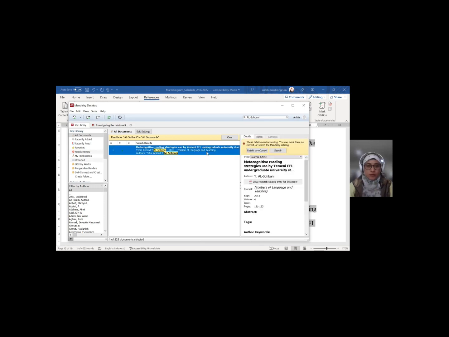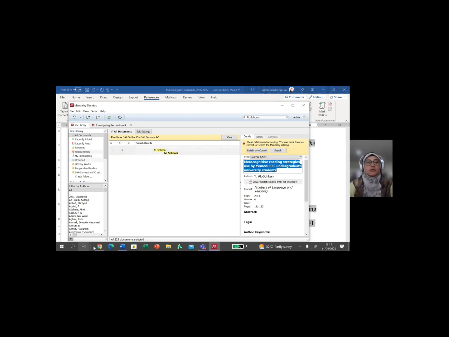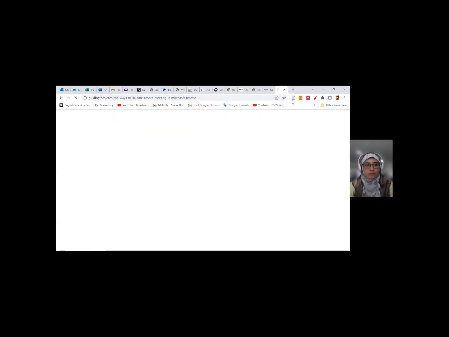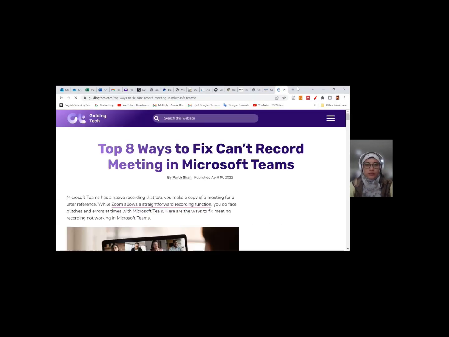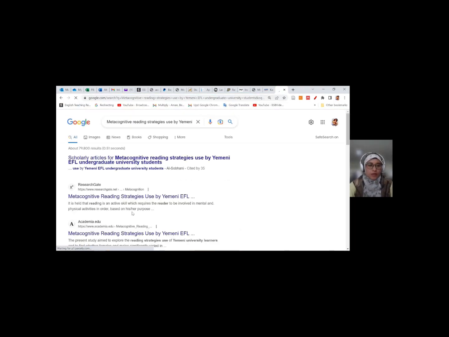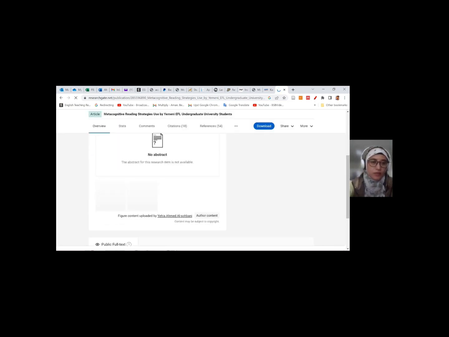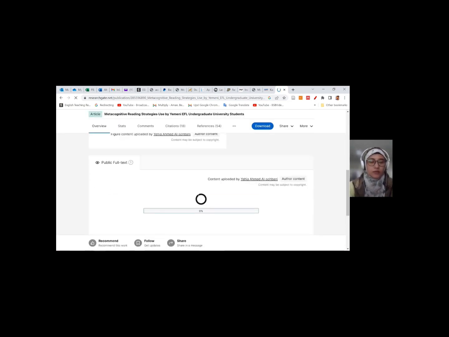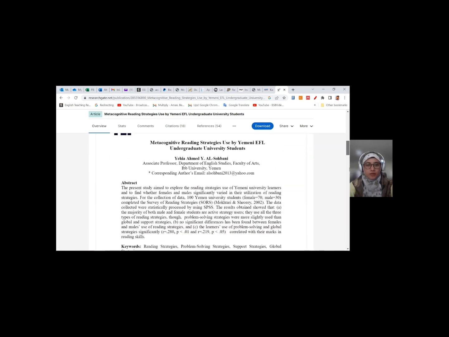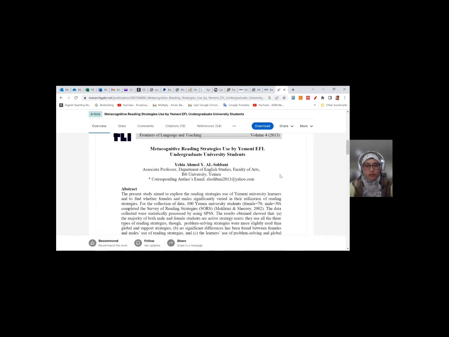If you cannot do this, that means this article is not in your Mendeley database. What you can do is just Google it. Okay, just Google it. Okay, now I found the article. I guess this is the article. If you found the article, just check on the full article and find the information there. Okay, what is missing is the DOI.